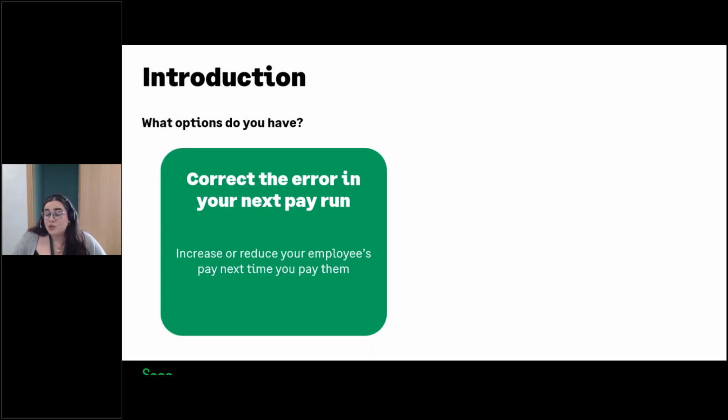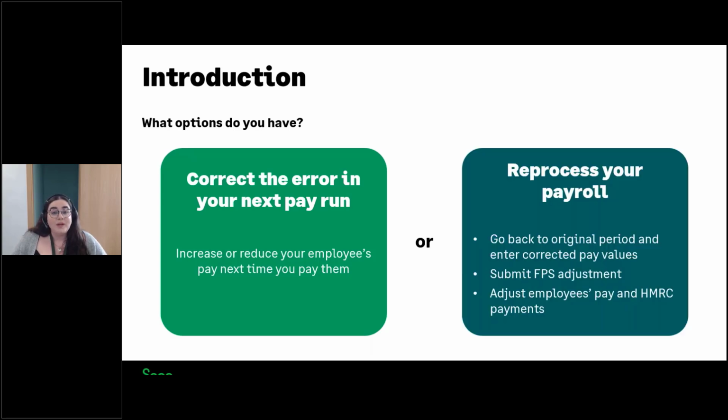Now the next approach, which we are going to focus on in today's webinar, is reprocessing your payroll. So this option does involve going back to the original period where the mistake happened, and then entering the corrected pay values from there and reprocessing back up to date again. So that is one important thing to bear in mind. You would also need to reprocess any other periods between the mistake's date and your current pay date to bring the payroll back up to date again. Then once you've completed the correction, you would then go and submit an FPS adjustment to HMRC, which we'll cover later in the webinar, and a few other things to consider too, which again we'll talk about a bit later on.